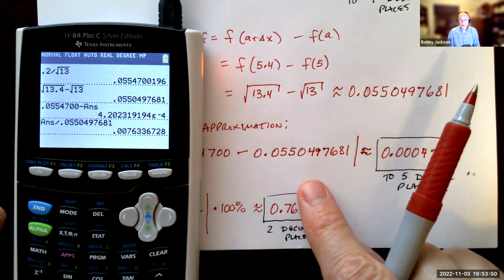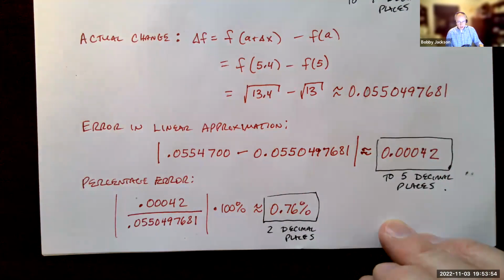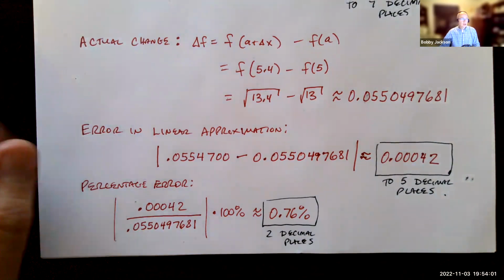in this approximation relative to the actual change, and so pretty darn good. Linear approximation, pretty helpful in a lot of settings. So hopefully this problem makes sense. It's pretty easy, but there's a lot of parts, and let me know if I can help in any other way.